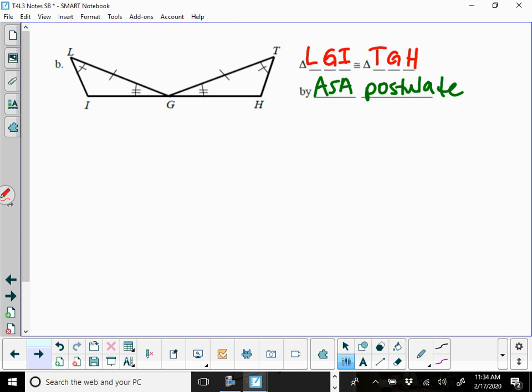And you can label them several different ways, y'all. In other words, the same one I could label L-I-G and T-H-G. You could go G-I-L, G-H-T. Okay, as long as they correspond to the correct part of the other triangle, you're good. So there's several different ways we could label these.